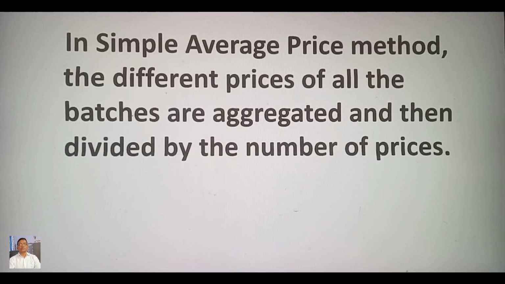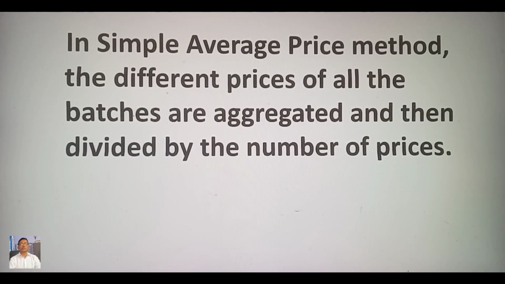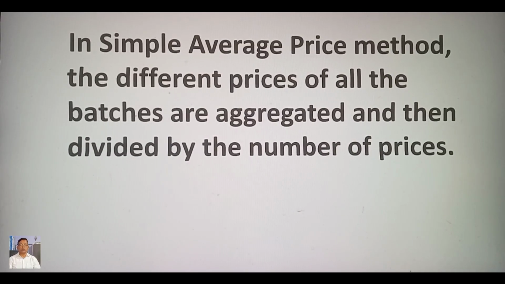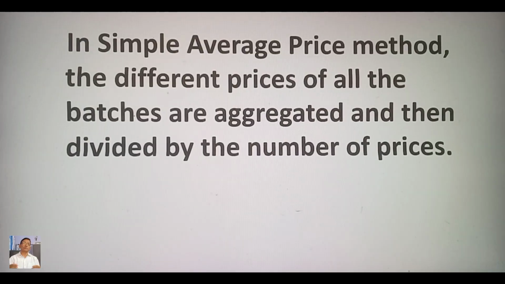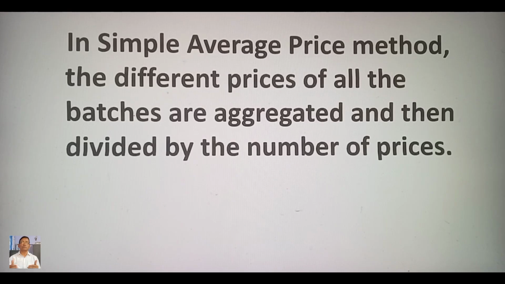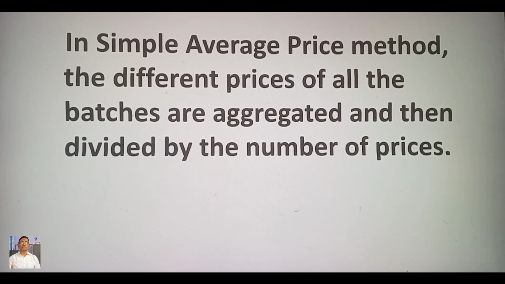In simple average price method, the different prices of all the batches are aggregated and then divided by the number of prices. This will give us a simple average price for all the lots. The closing stock is valued at the average price determined.